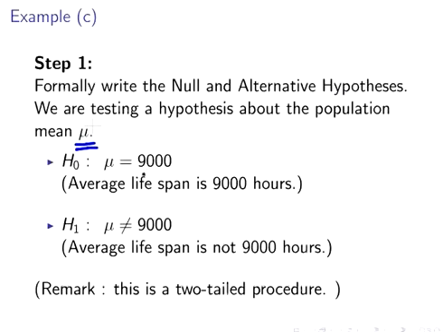So the null hypothesis is mu is equal to 9,000 hours. Let's write a little description: average lifespan is 9,000 hours. The alternative hypothesis is that it's not equal to 9,000 hours. So that's straightforward enough. Just a quick remark, this is a two-tailed procedure, and usually we write k as the number of tails. So k is either one-tailed or two-tailed. In this case it is a two-tailed procedure. How do I know? Because we have not equal to here and equal to here. When we have that pairing of symbols, that means we have a two-tailed test.